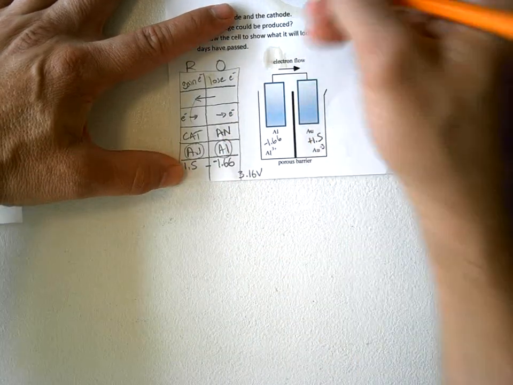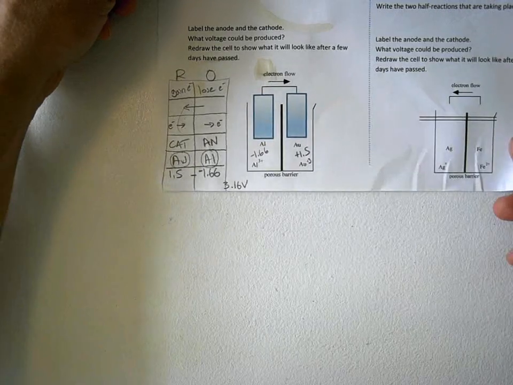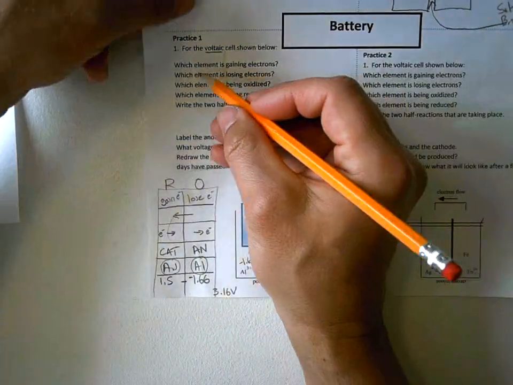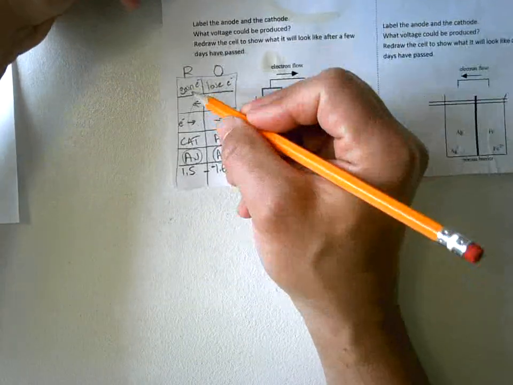Now, we can answer any question that someone would probably ask about this little battery here using our redox table. So above, which element is gaining electrons? Well, it looks like the gold is gaining.